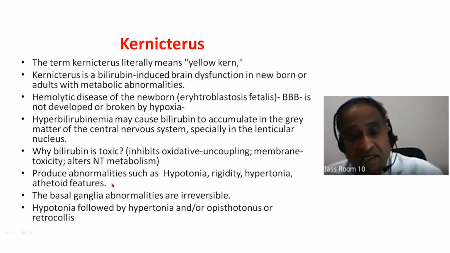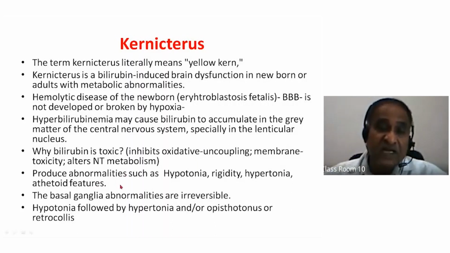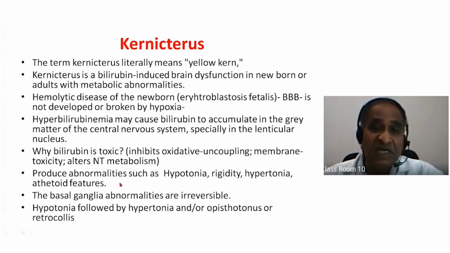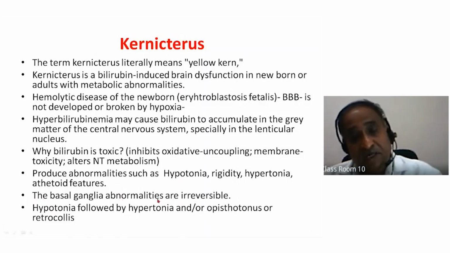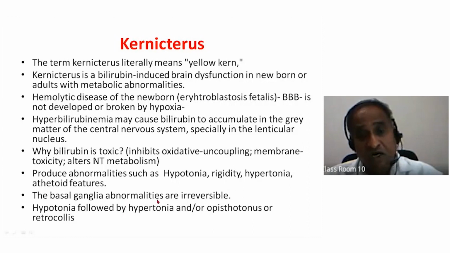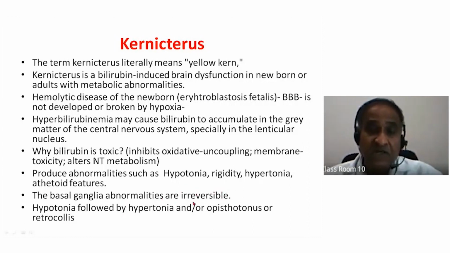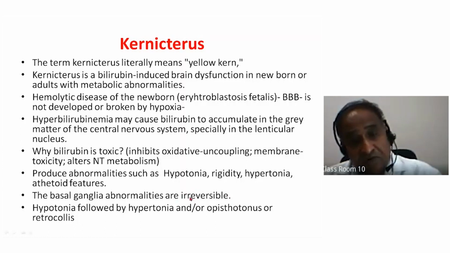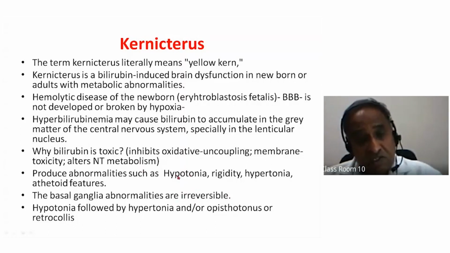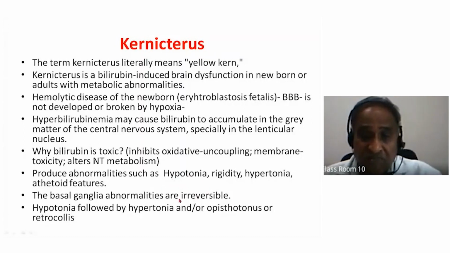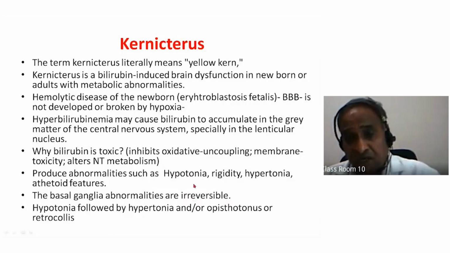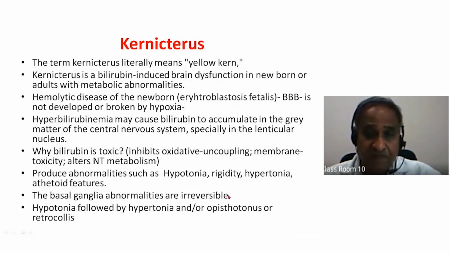Now, we can reverse the hyperbilirubinemia. We can treat the hyperbilirubinemia by whatever means we can achieve. However, the basal ganglia abnormalities, once produced or once established, are irreversible. For that reason, when infants show some changes in the muscle abnormalities, one has to be very careful and you have to treat them aggressively.